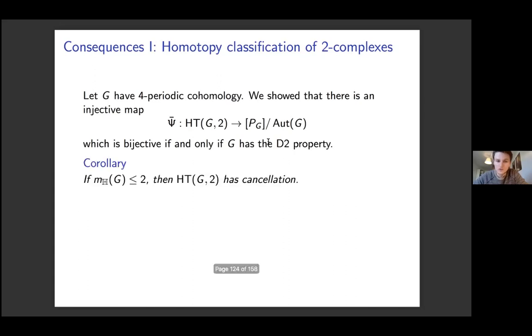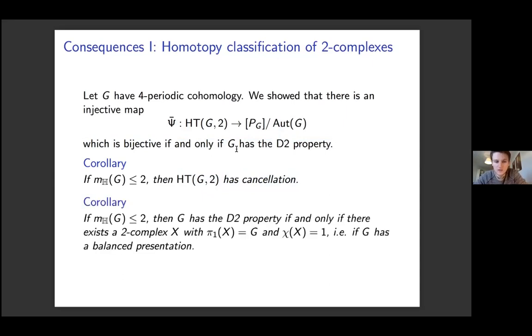What can we show using our results? So we can show the following. Firstly, if MH of G is at most 2, then 2 complexes over G have cancellation, i.e. there does not exist any exotic group presentations for G, which is something someone asked about earlier in the talk. And note that we don't need the D2 property for this because this map is injective, so we know there's an injective map into something which has cancellation, and therefore 2 complexes have cancellation as well. The second thing we can prove is that if MH of G is at most 2, then G has the D2 property if and only if there exists a 2 complex with fundamental group G and Euler characteristic 1.